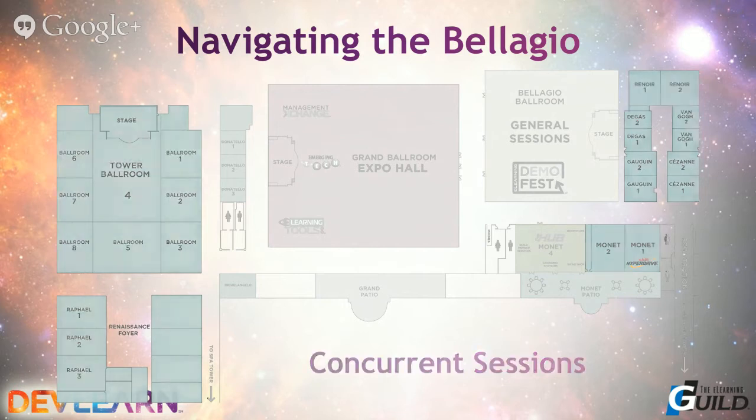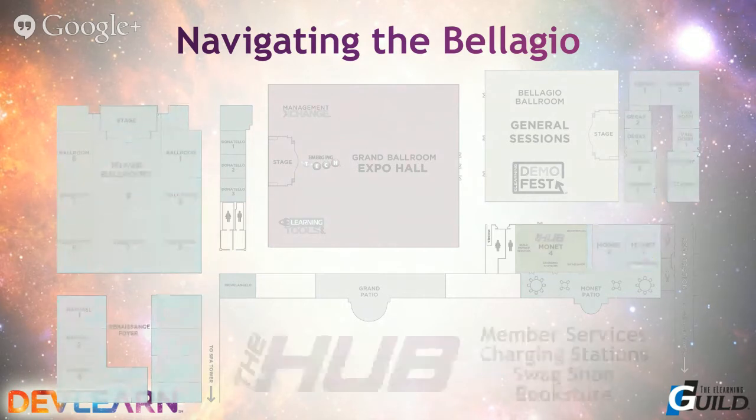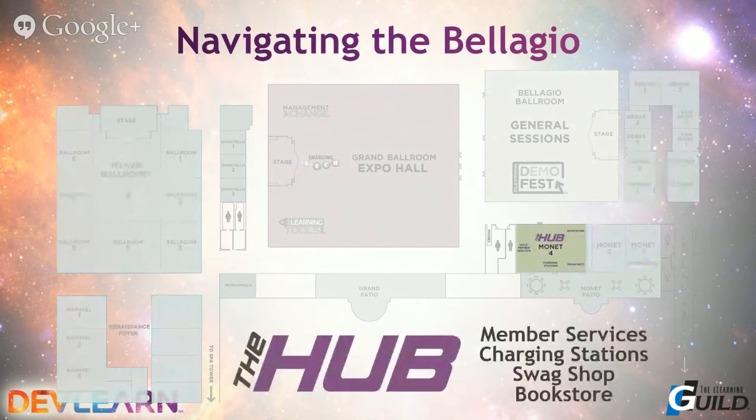One other space that I want to bring up, I mentioned the hub earlier. The hub is right towards the center of your map. It's going to be where our member services booth is, where the charging stations are, where the swag shop and the bookstore are. That's right in the center of all the conference space, and it will be open throughout the entire conference time. So if you're interested in taking a break, kicking back, or checking out some of the programming elements that are in the hub, that's where that's going to be located.